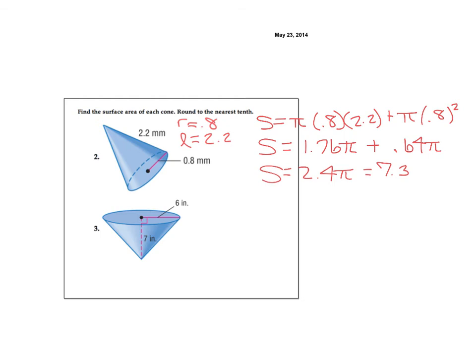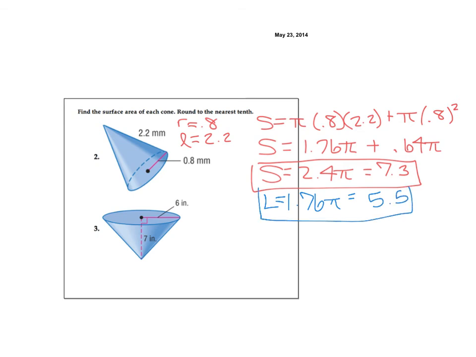All right, and so I took the information we plugged in, I multiplied through, combined like terms to get an exact answer of 2.4 pi, multiplied that through to get 7.3 as my surface area. And then my lateral area would be 1.76 pi, and I could multiply that through to get 5.5.